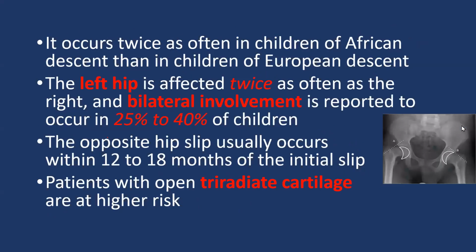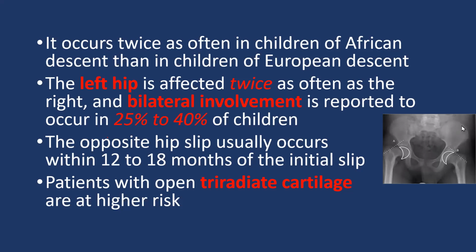It occurs twice as often in children of African descent than in children of European descent. The left hip is affected twice as often as the right, and bilateral involvement is reported to occur in 25 to 40% of children. The opposite hip slip usually occurs within 12 to 18 months.